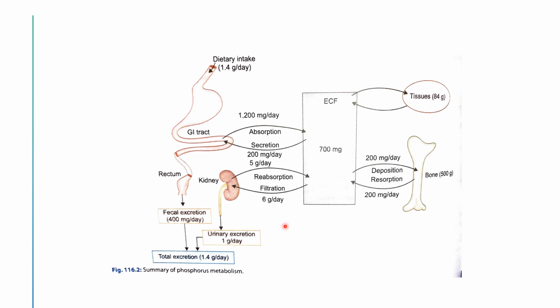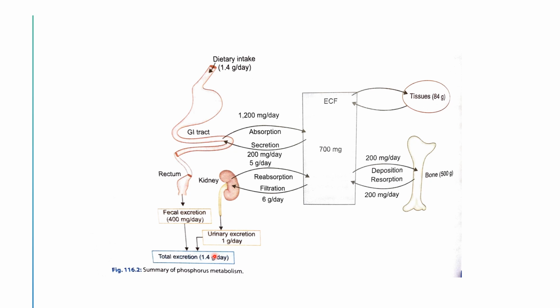So the phosphate pool in the ECF is 700 mg, from which about 200 milligrams is exchanged with the bones for bone remodeling. Normally 1000 milligrams of phosphate is excreted in urine, that is 1 gram per day, and fecal excretion is 400 milligrams per day. So total excretion is 1.4 grams per day. Regulation of renal excretion of phosphate mainly controls the concentration of plasma phosphate.